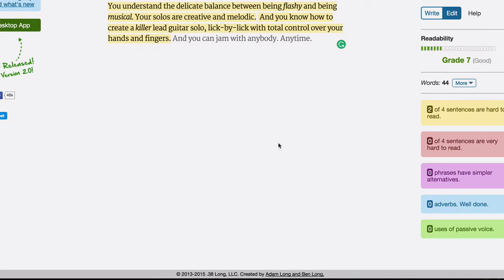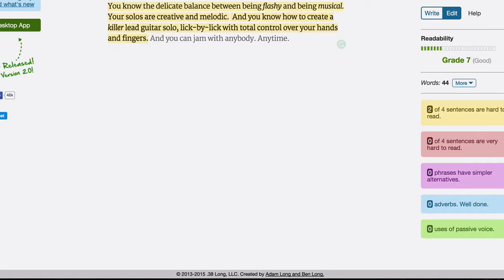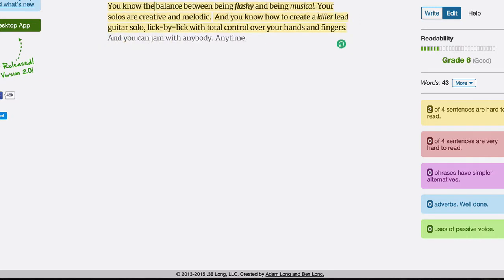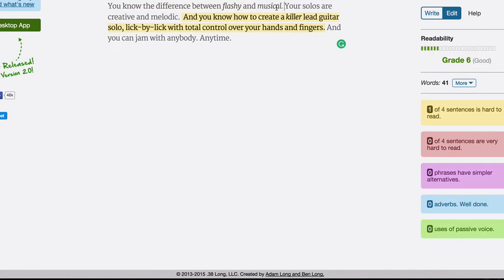So let's see if we can get this down a few. So "you understand." How about "you know"? And how about we just delete that word? "You know the balance." How about "you know the difference"? How about "you know the difference between flashy and musical"? Hey, that's a better sentence now. You know the difference between flashy and musical.